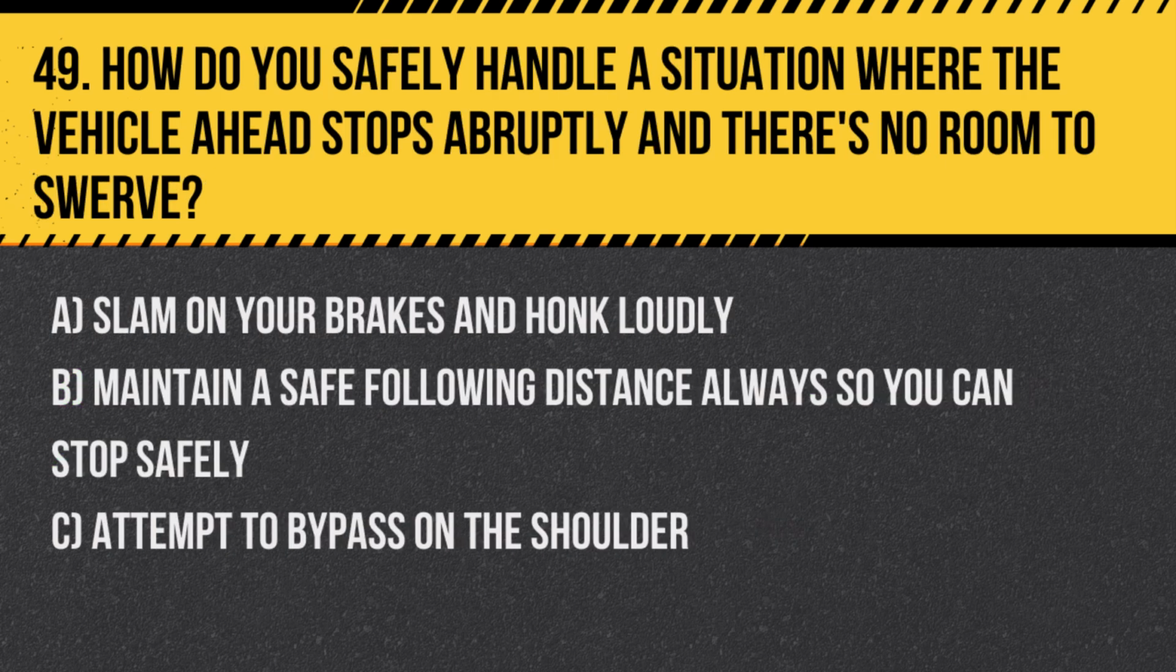Question 49. How do you safely handle a situation where the vehicle ahead stops abruptly and there's no room to swerve? A. Slam on your brakes and honk loudly. B. Maintain a safe following distance always so you can stop safely. C. Attempt to bypass on the shoulder. Answer: B. Maintain a safe following distance always so you can stop safely. This is the most effective way to avoid collisions when the vehicle ahead stops suddenly.